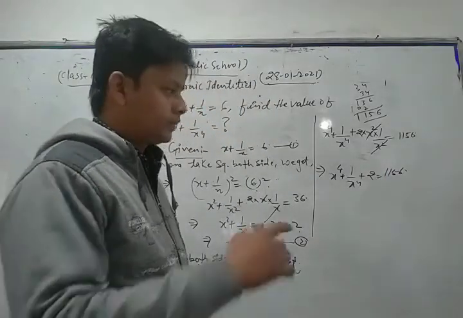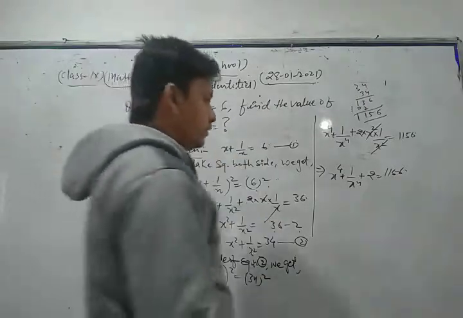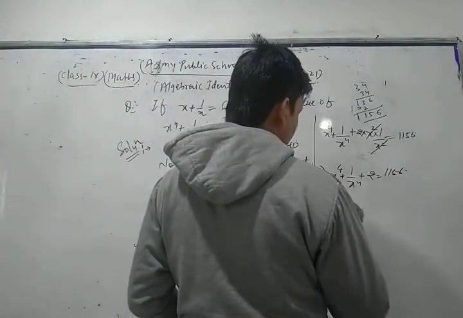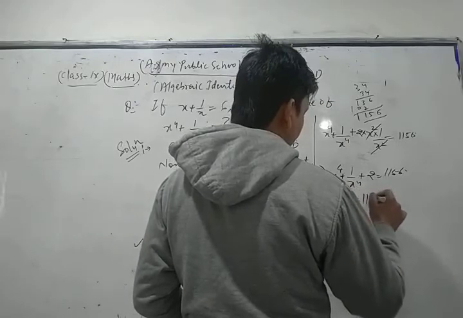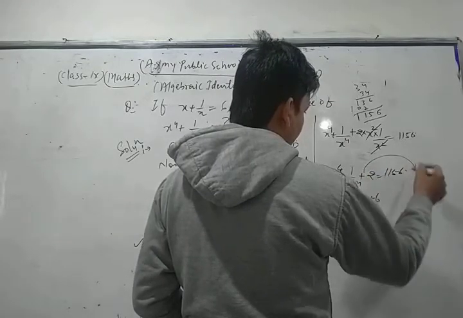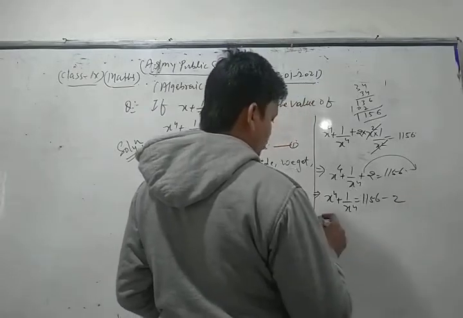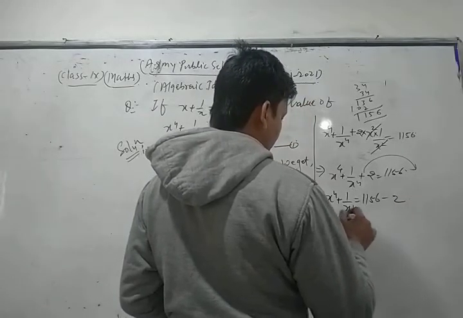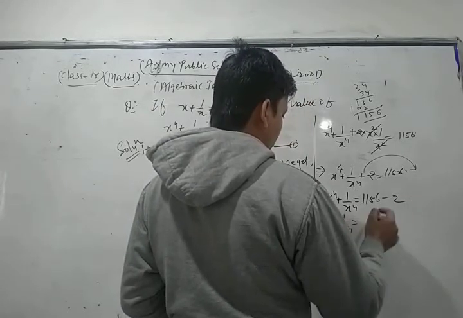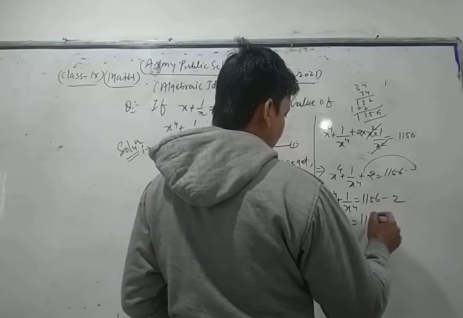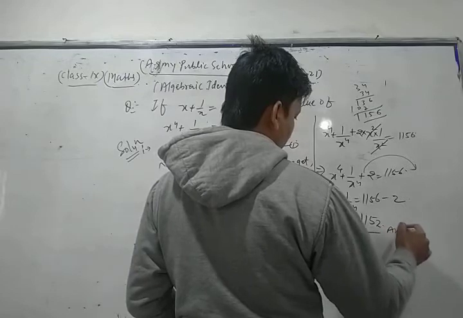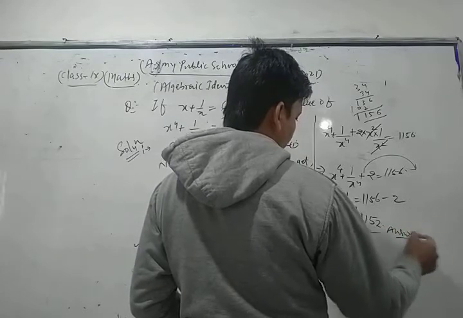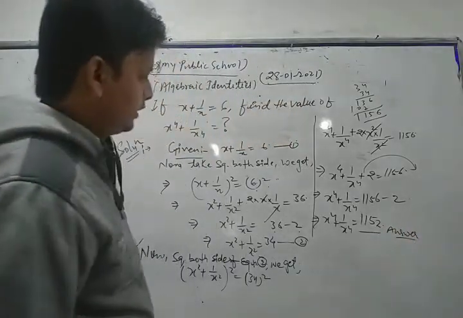1156. Now we transfer to that side, so we get what? We get x power 4 plus 1 upon x power 4 is equal to 1156 plus 2 transferred to that side, that is minus 2. So we get x power 4 plus 1 upon x power 4 is equal to 1152. This is the required solution of the equation.